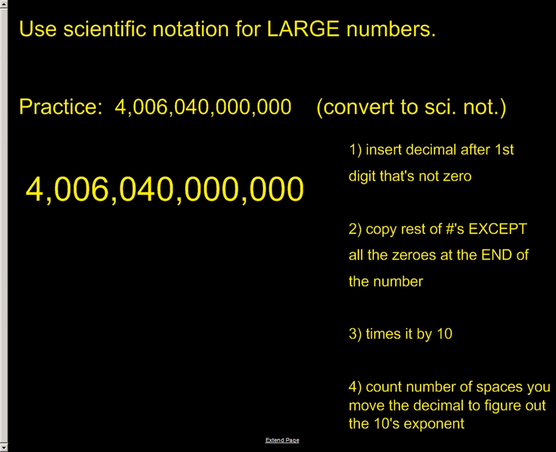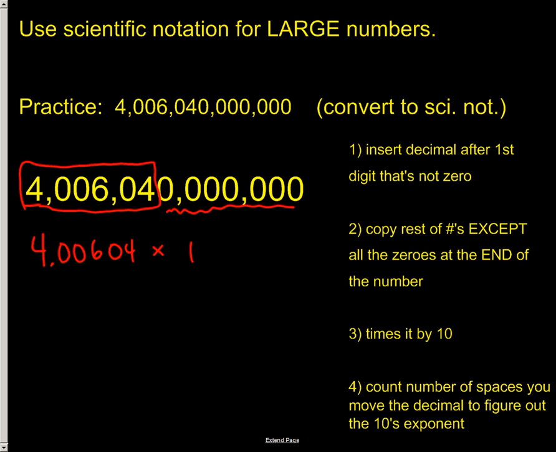What would we do with something like this? This is a huge number here. So what's the very first number that's not 0? It's this 4 right here. So we say 4 point, and now I collect all of my numbers that are not 0. From here on, it's all zeros. If I trap some numbers in between that are not 0, I still pull them straight down. And now I say, okay, I left off all the zeros at the end, times it by 10, and now we just count how many.